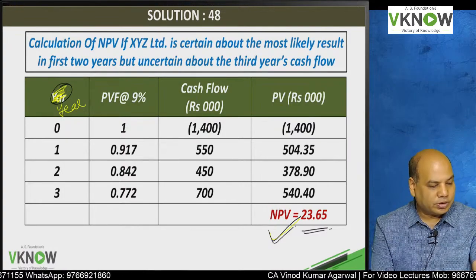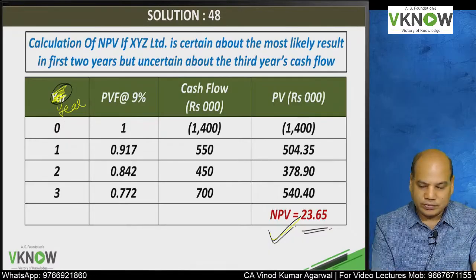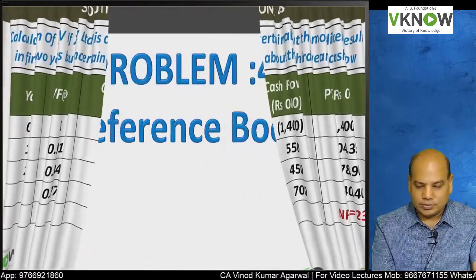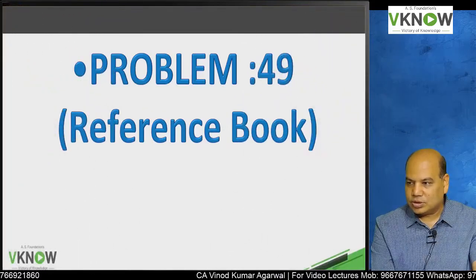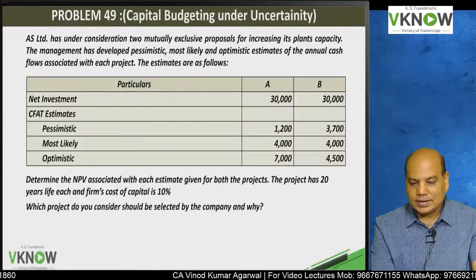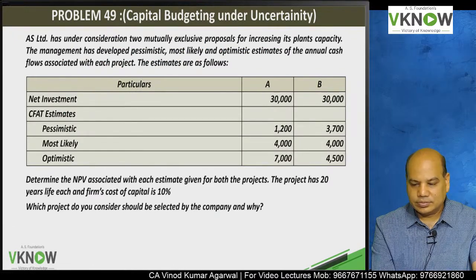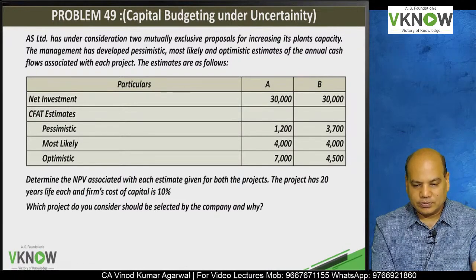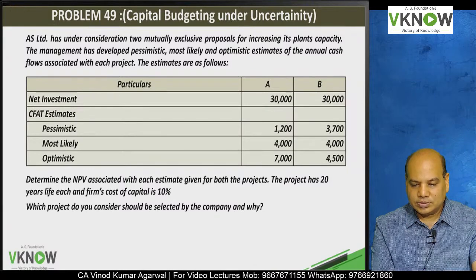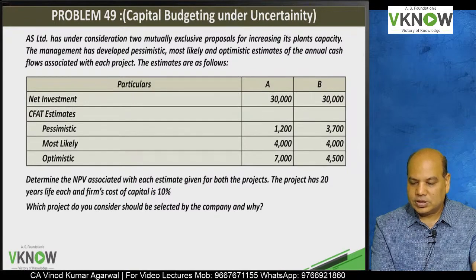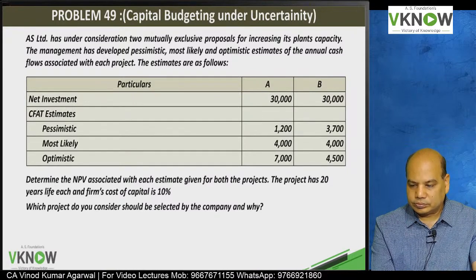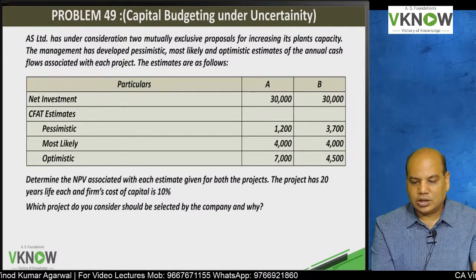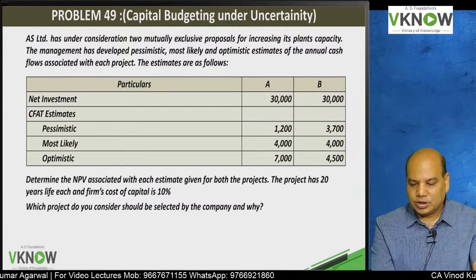So this was the answer of this question. Scenario analysis problems are very easy. One more easy question will be solved from a reference book. Question number 49. AS Limited has under consideration two mutually exclusive proposals for increasing the plant capacity. The management has developed pessimistic, most likely, and optimistic scenarios, and an optimistic estimate of the annual cash flow associated with each project. The estimates are as follows.